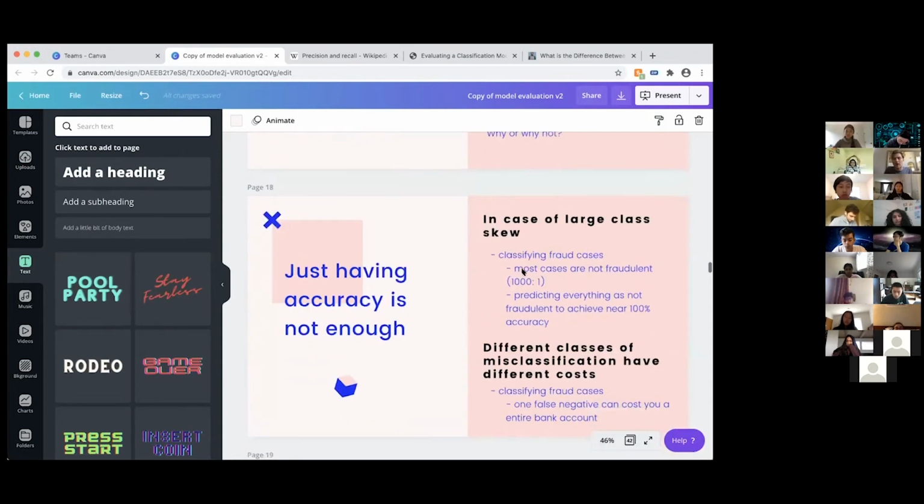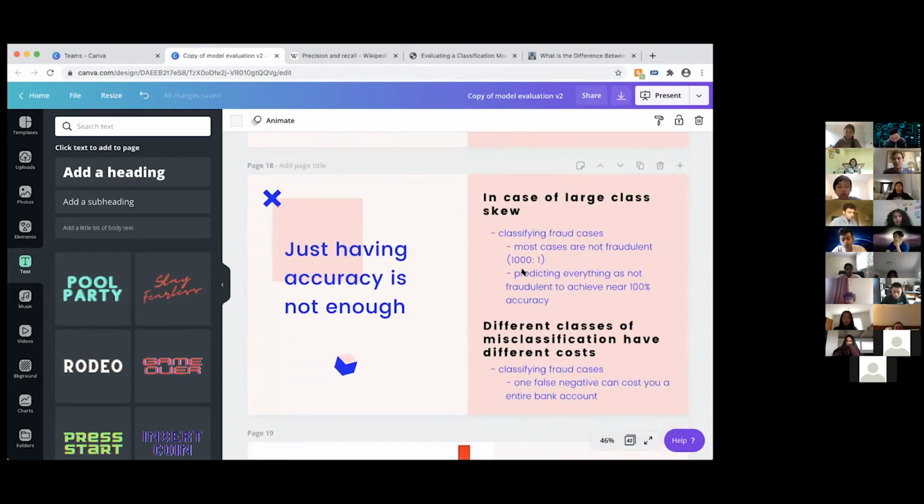Let's consider this example to make this more concrete. We could have a large class skew. So say we are building a classifier that will detect fraud cases. Let's suppose most cases are not fraudulent. Fraud is not super common, but when it does happen, it's a big deal. So maybe for every 1,000 cases, only one of them is fraud.